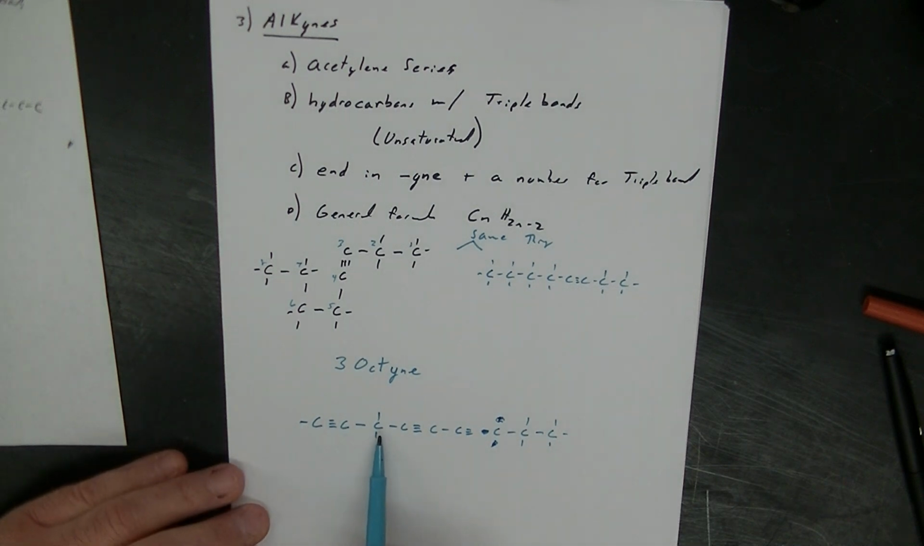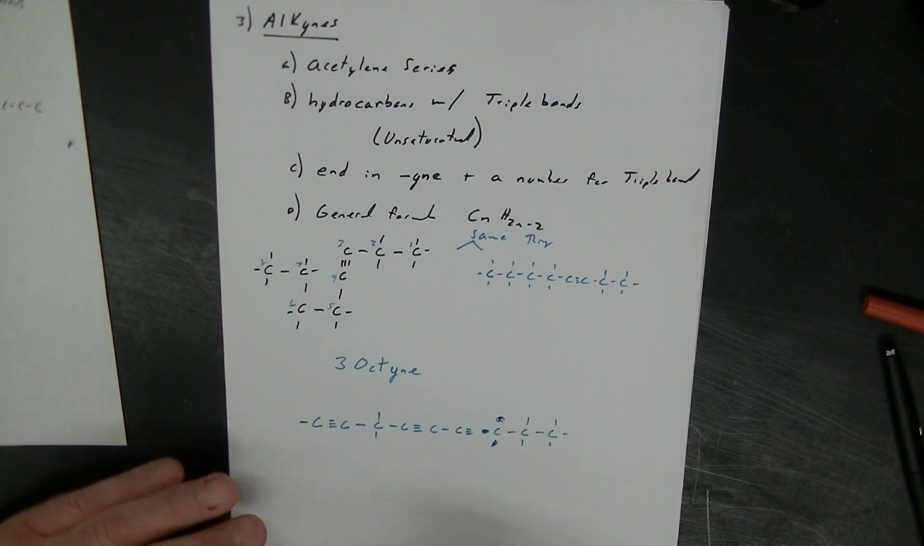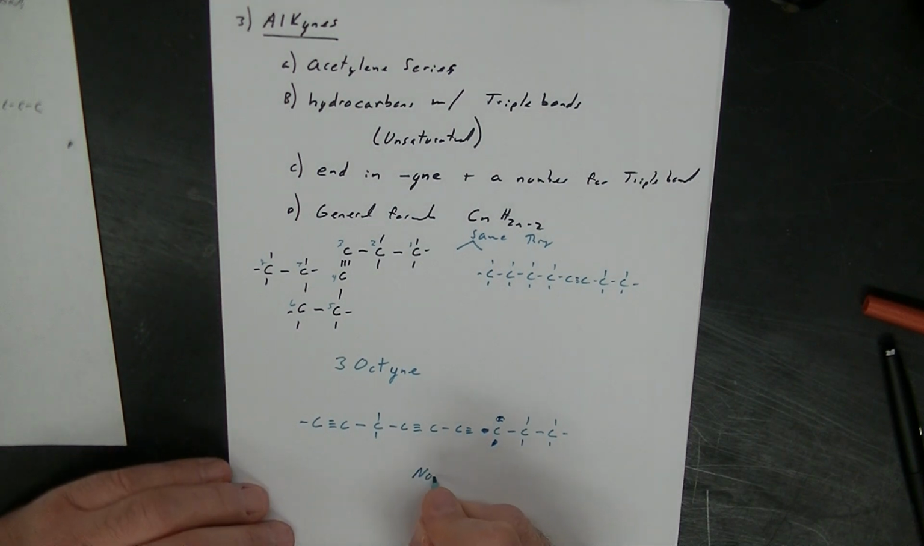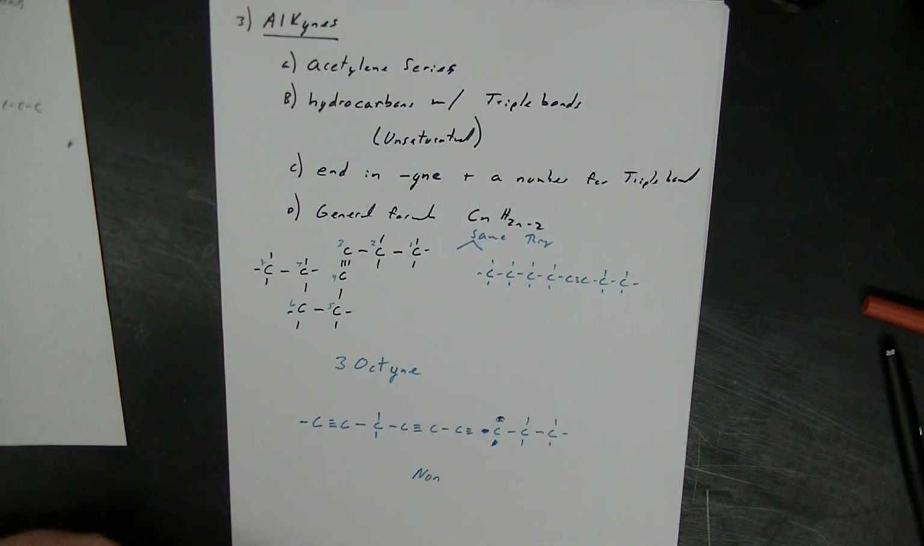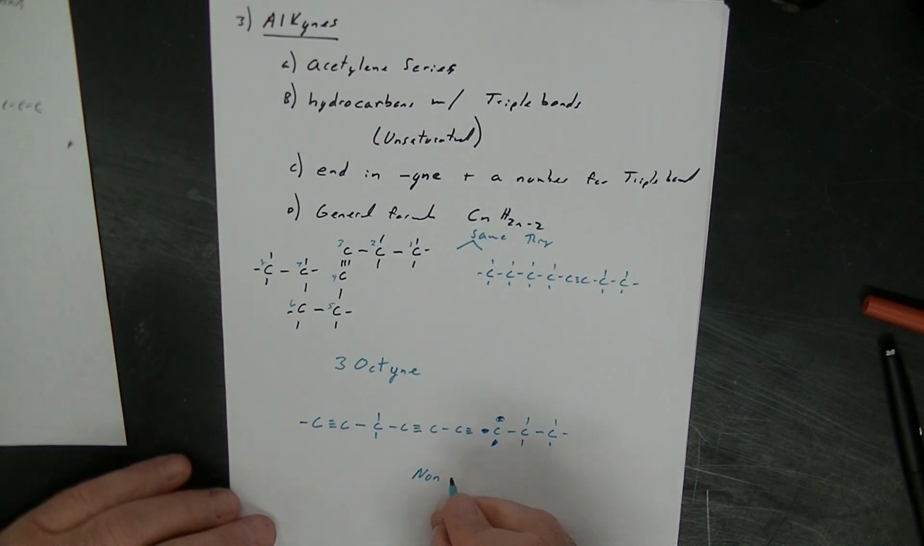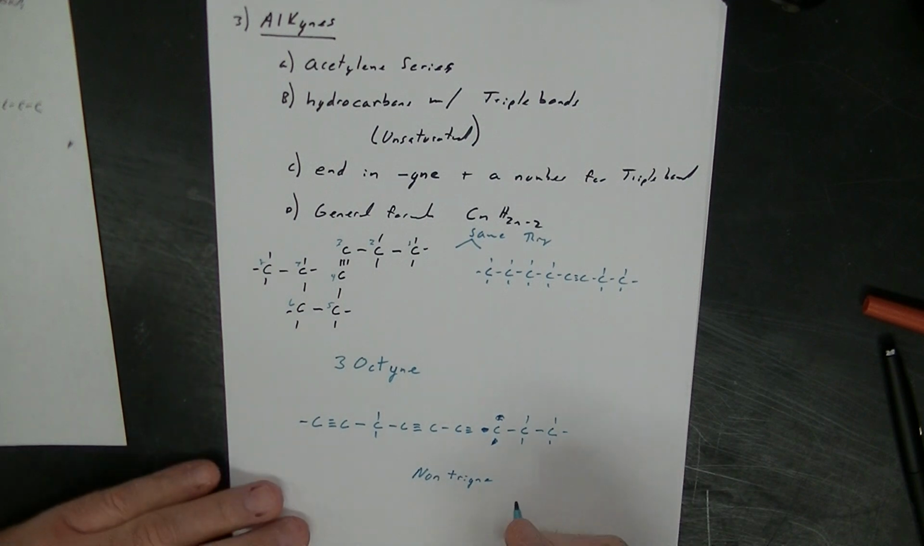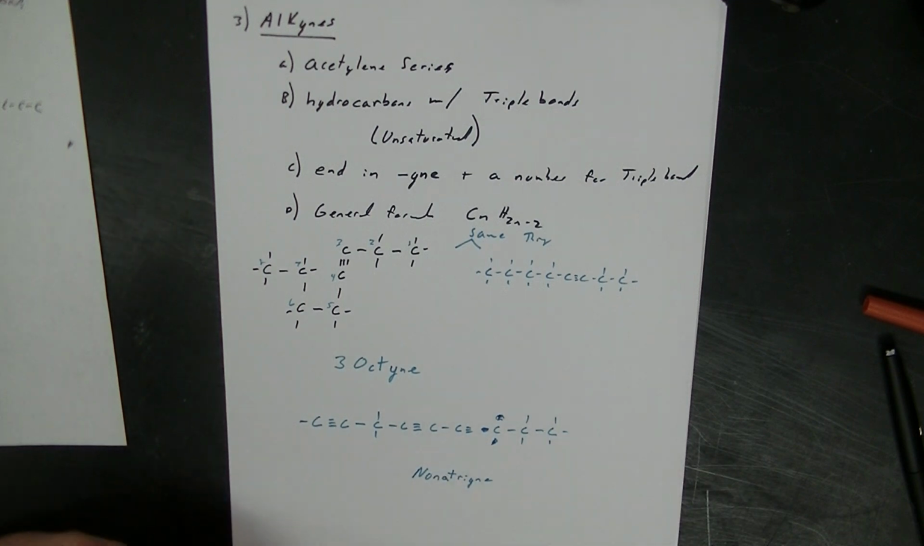So let's go ahead and name this one. We have 1, 2, 3, 4, 5, 6, 7, 8, 9 carbons in a row, so that's non-. And this is going to be a -yne. But I have 3 triple bonds, so it's a triyne, a nonatriyne. We put an a in there.